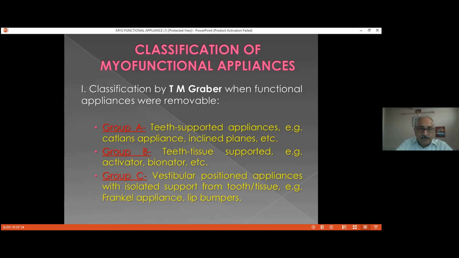Group C is the vestibular positioned appliances, that is, isolated from the teeth and tissues, for example the Frankel and the lip bumpers. That is, it is utilizing direct muscle function, or rather it is removing the abnormal muscular effect from the jaws and letting them grow normally.